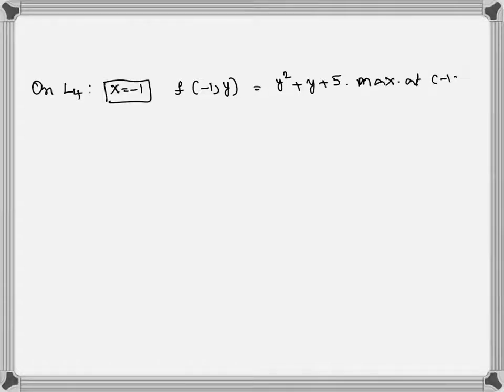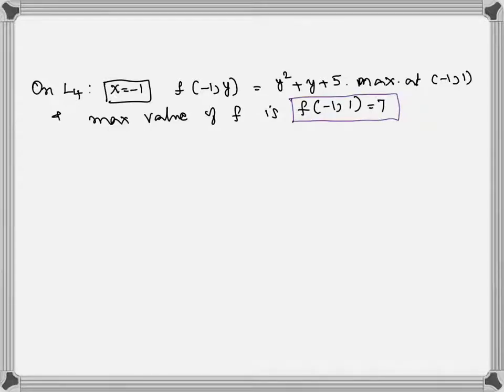What is unique about it? X equal to -1, that is fixed. Then y changes. So f of (-1, y). If you write that and plug it into the original, you get y squared plus y plus 5, which is, as we discussed earlier, an open upward parabola. The maximum occurs at (-1, 1). The maximum value is f of (-1, 1). If you plug it in here, you're going to get that value to be equal to 7. The maximum is 7 and it occurs at (-1, 1).